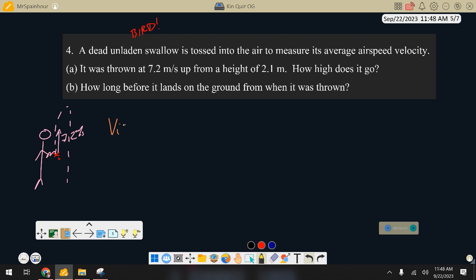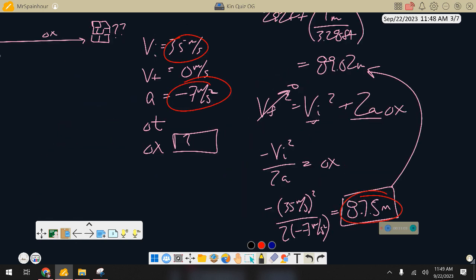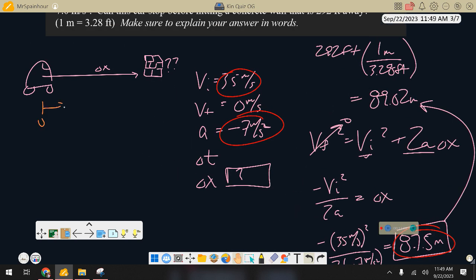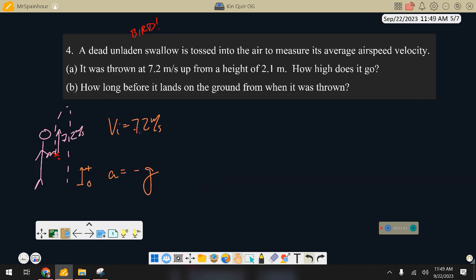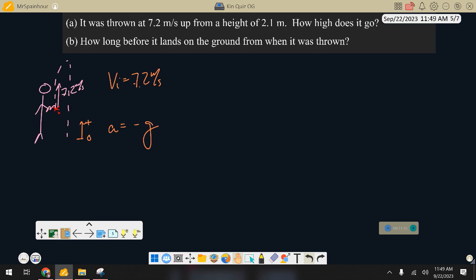So initial velocity here should be 7.2 meters per second. Acceleration, since it's in the air, by the way, 0 up is positive. Sorry, let's go back. 0. You got it. All right. And finishing this guy off, displacement, VF, and delta T.